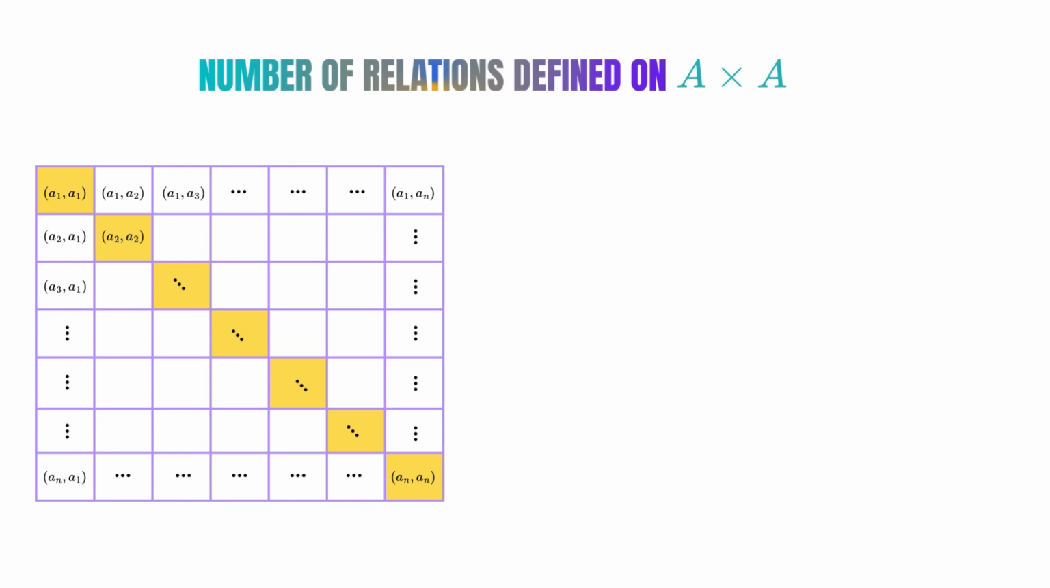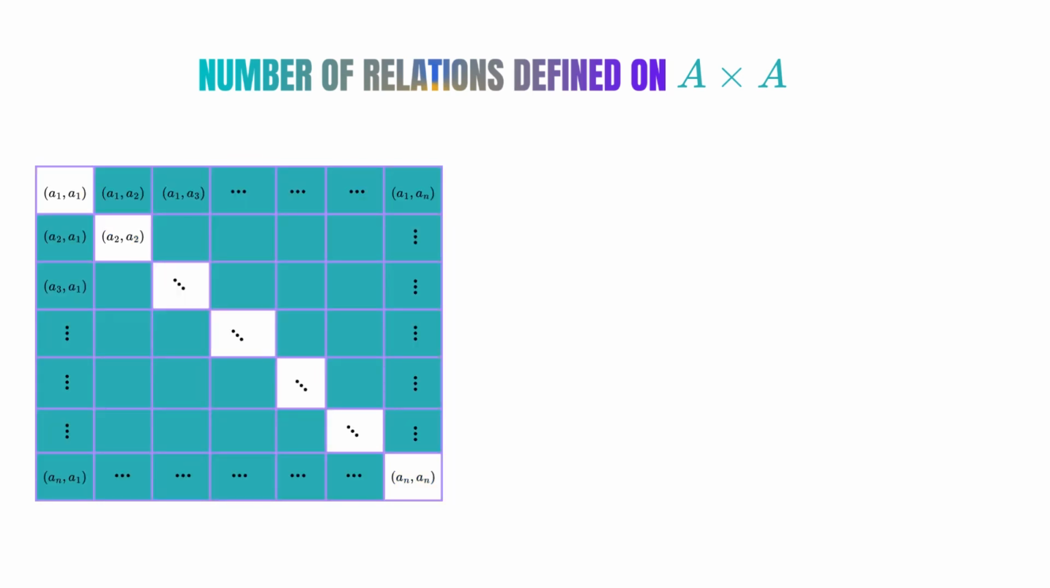Now, what about the remaining entries? Well, there are n square minus n non-diagonal pairs in the matrix. And for each of these, we have two choices: either include it in the relation, or leave it out. So for each of these n square minus n entries, we have two options. By the multiplication principle, the total number of reflexive relations is 2 raised to the power n square minus n.